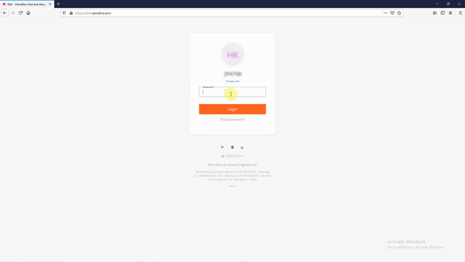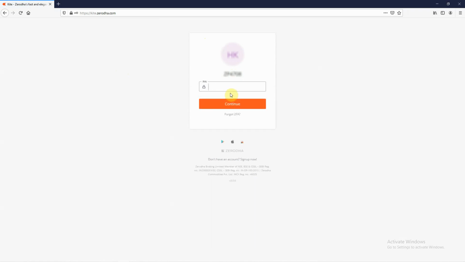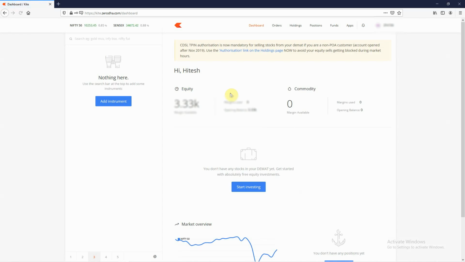You log in. I've already been trading on this account, so it already shows my user ID. You just have to enter the password, and then you have to put in the PIN. This is a double security introduced by Zerodha, which is more for the safety of the users and traders. Now this is how the dashboard of the Zerodha page looks.